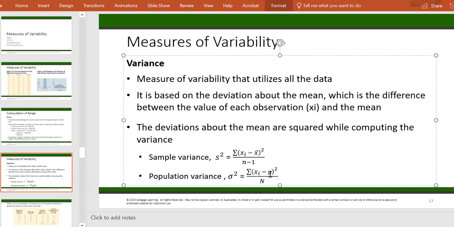Same idea, but instead of the population mean, you use the sample mean, and instead of dividing by the population size N, you divide by n minus 1. That would be the sample variance, and it's an unbiased estimator, because we're going to talk about it later in the course.